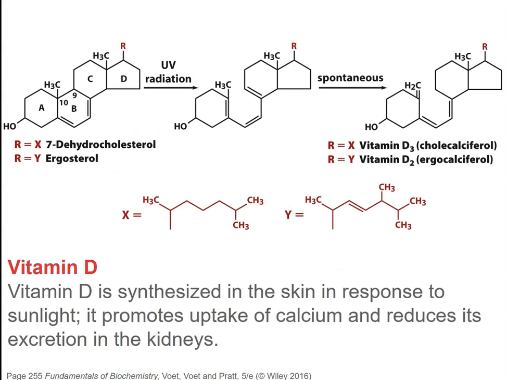Vitamin D. You maybe don't often hear of vitamin D being a steroid, but it is. There is a precursor that's synthesized in our skin, and when our skin encounters ultraviolet light, it is able to carry out this reaction to synthesize vitamin D. Vitamin D is important in promoting the uptake of calcium and reduces the excretion of calcium in the kidneys. So vitamin D and calcium metabolism go together.